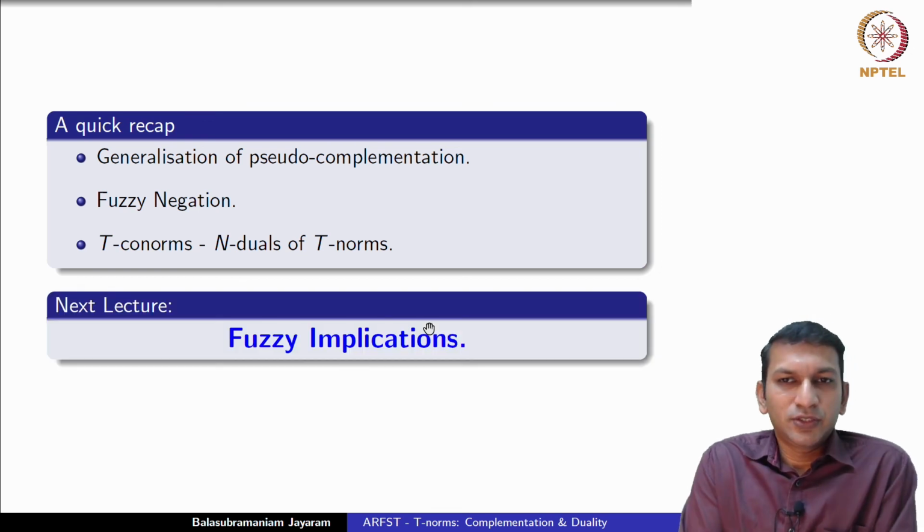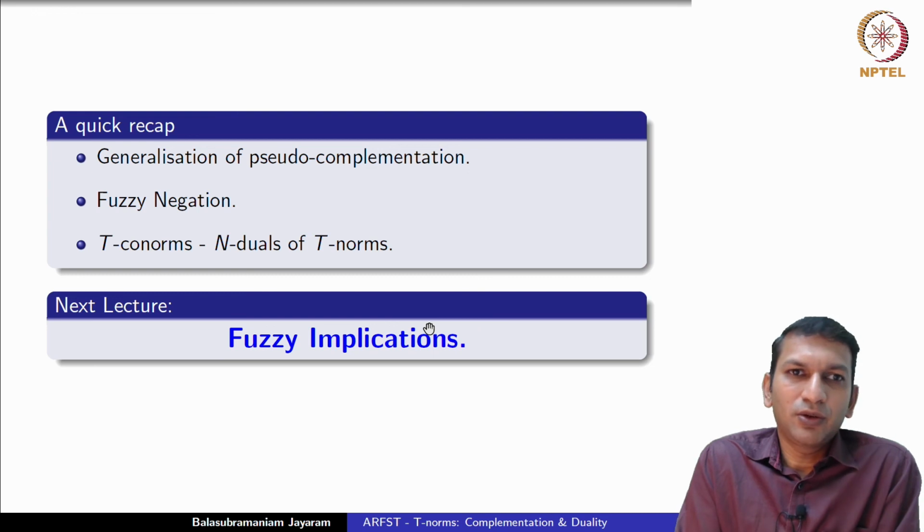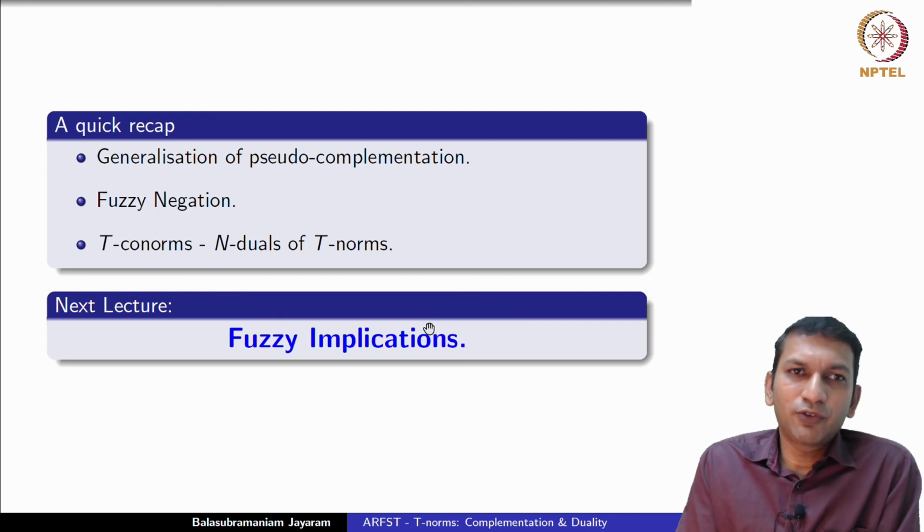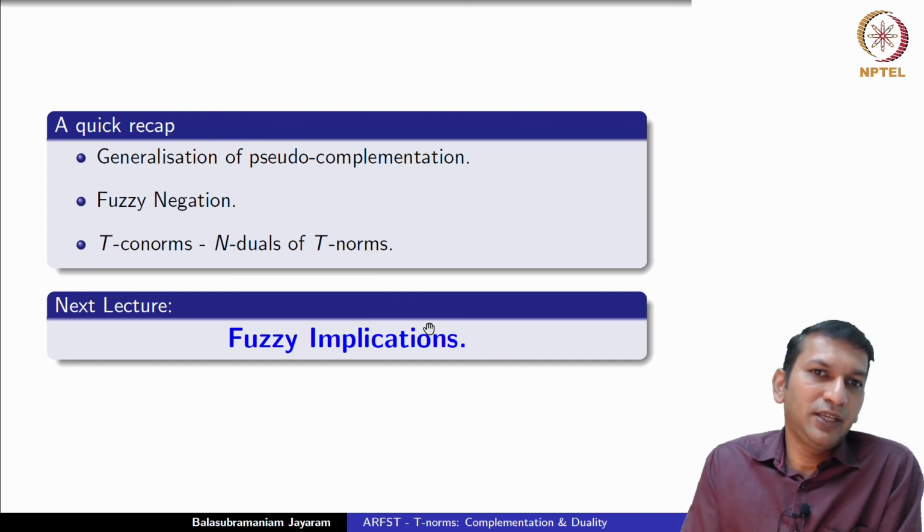What next? In this week, we have discussed largely conjunctions and their generalization, and all the algebraic and analytic aspects related to them. We have also seen fuzzy negation and T-conorms, which are generalizations of complementation and disjunction. Next, we look at fuzzy implications, which are one of the most important operations from the point of view of logic and hence from the point of view of reason. In the next week, we'll look at fuzzy implications almost along the same lines as we have seen T-norms.